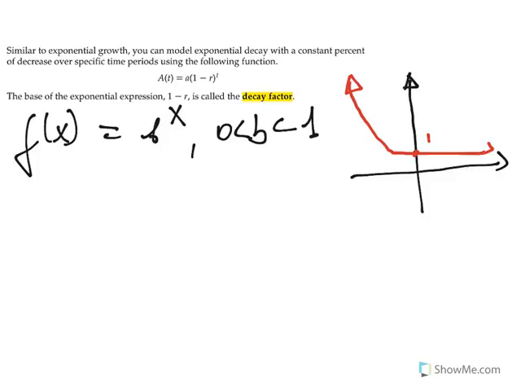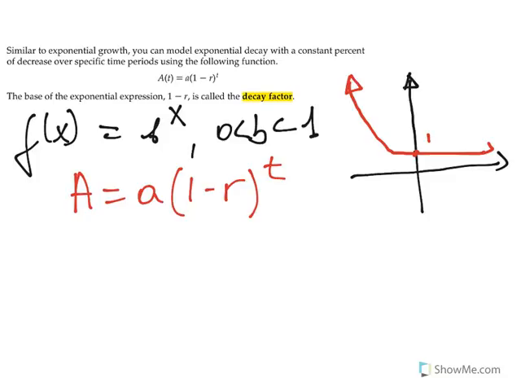said before. Now in this lesson I'm going to talk about how you can model exponential decay with a constant percent of decrease over specific time periods. And the formula that we are going to use is A equals a times 1 minus r to the t power. So let's discuss a little bit about this formula now.